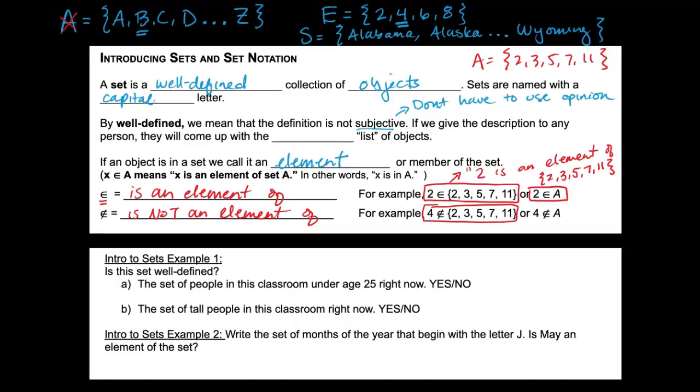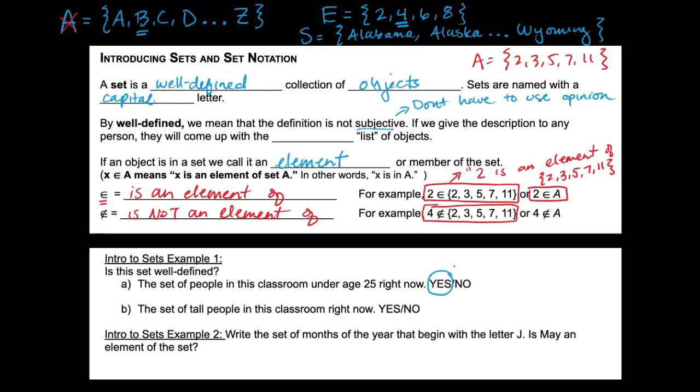And so for A, the set of people in this classroom under the age 25 right now. I want you to imagine that you know everyone's age, or you could go around and ask everyone their age in your class. Assuming that you knew everyone's age, that's a well-defined set. I'm going to say that's yes, because everybody has an age, and you could go through and just make a list of the people that are under the age of 25.